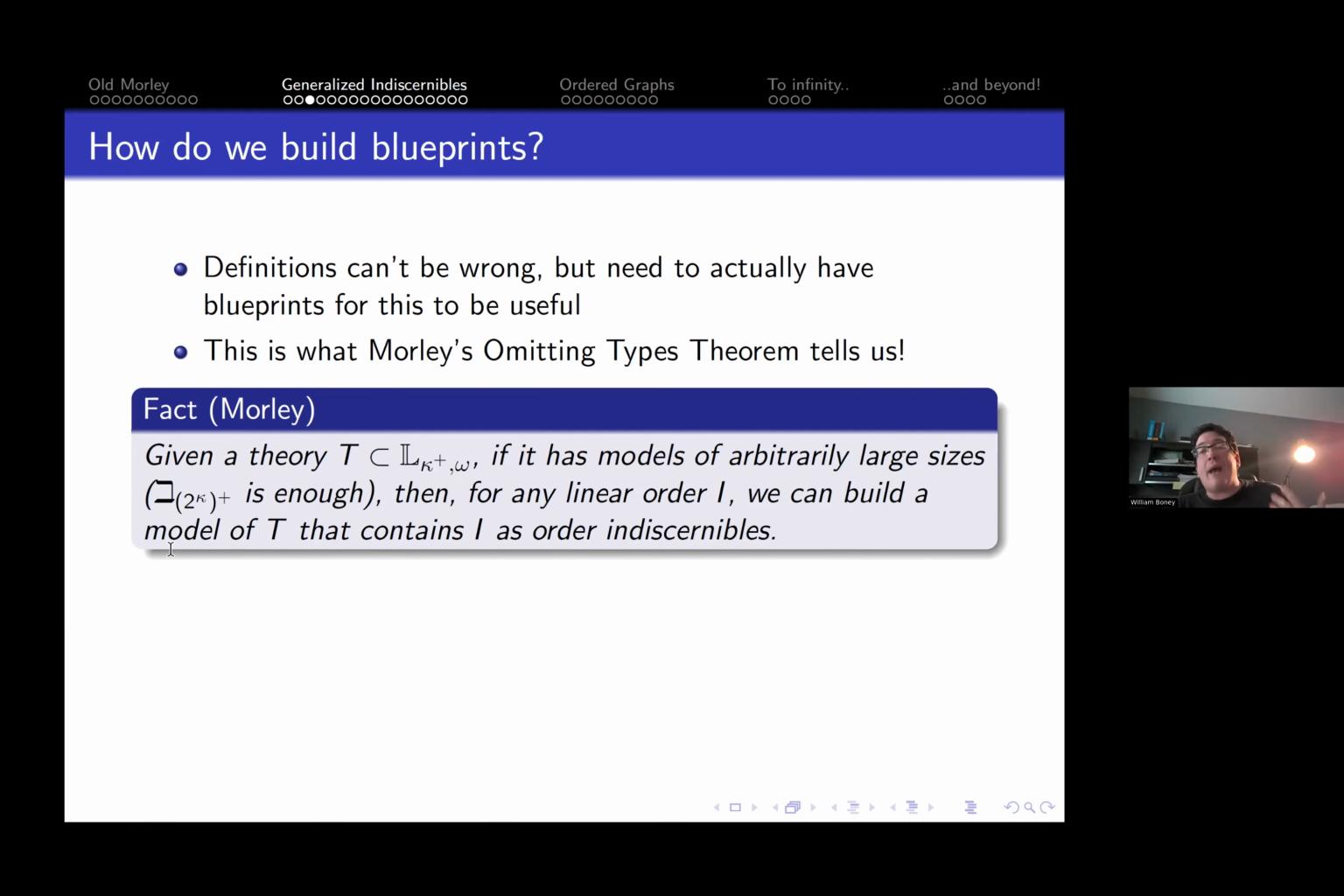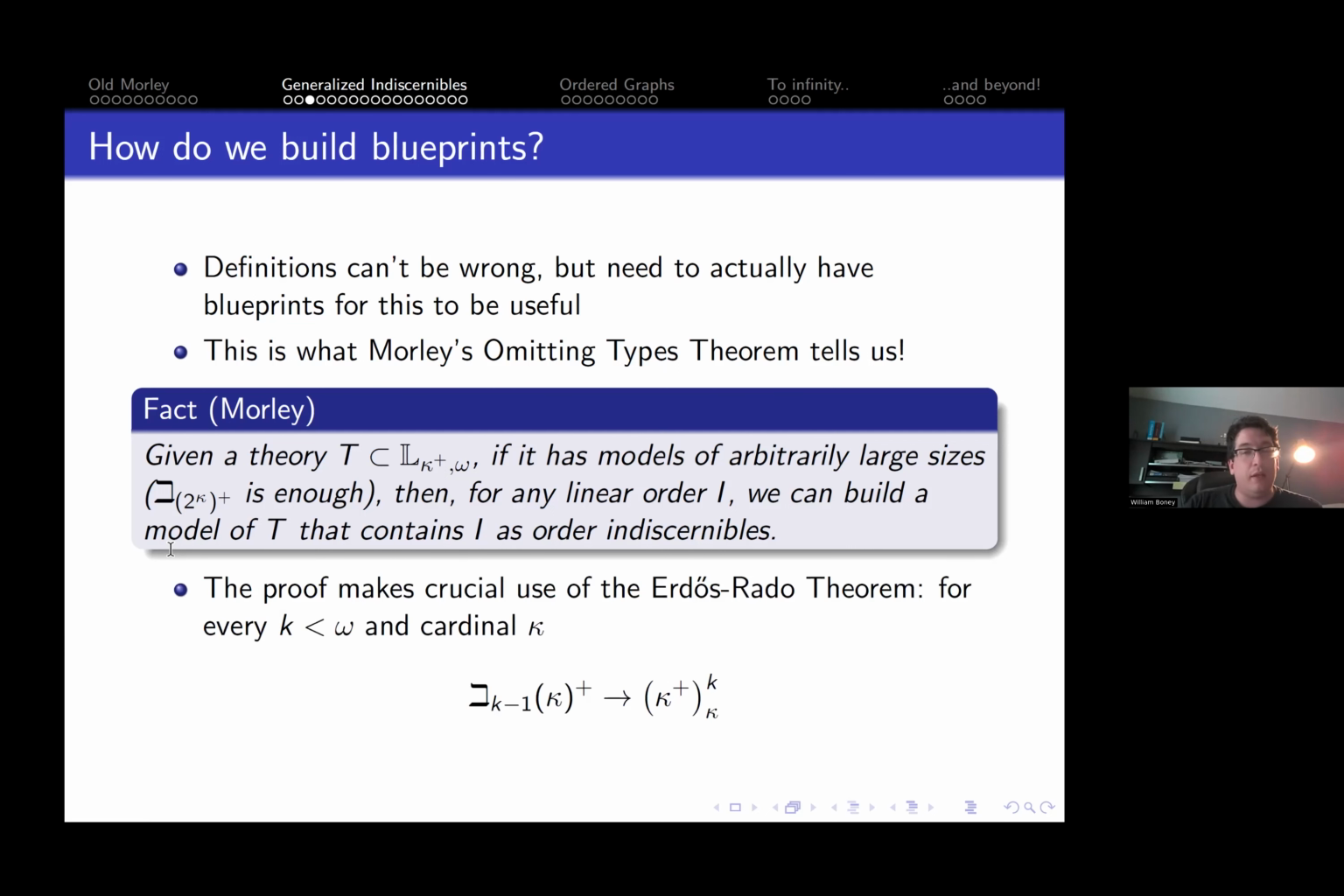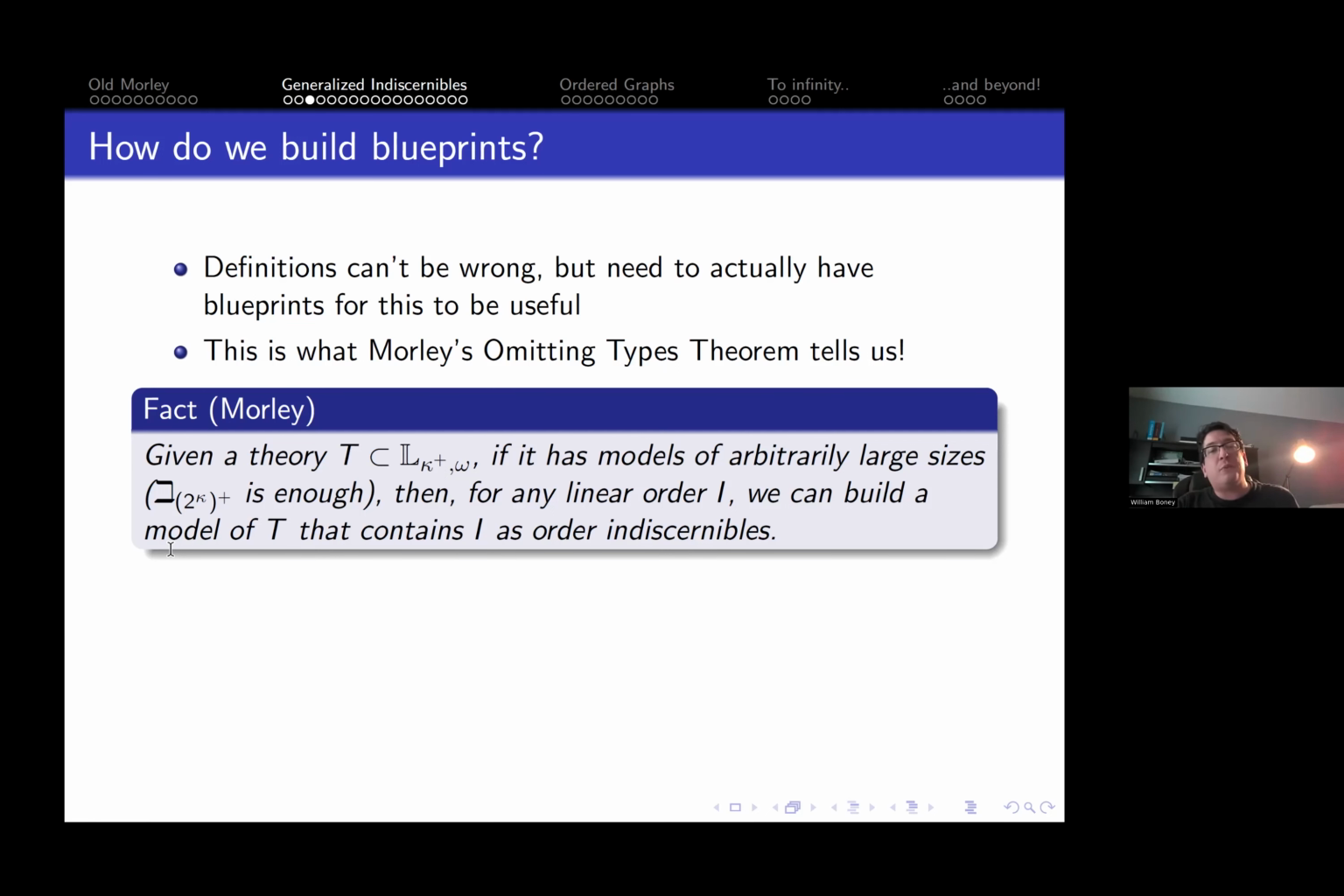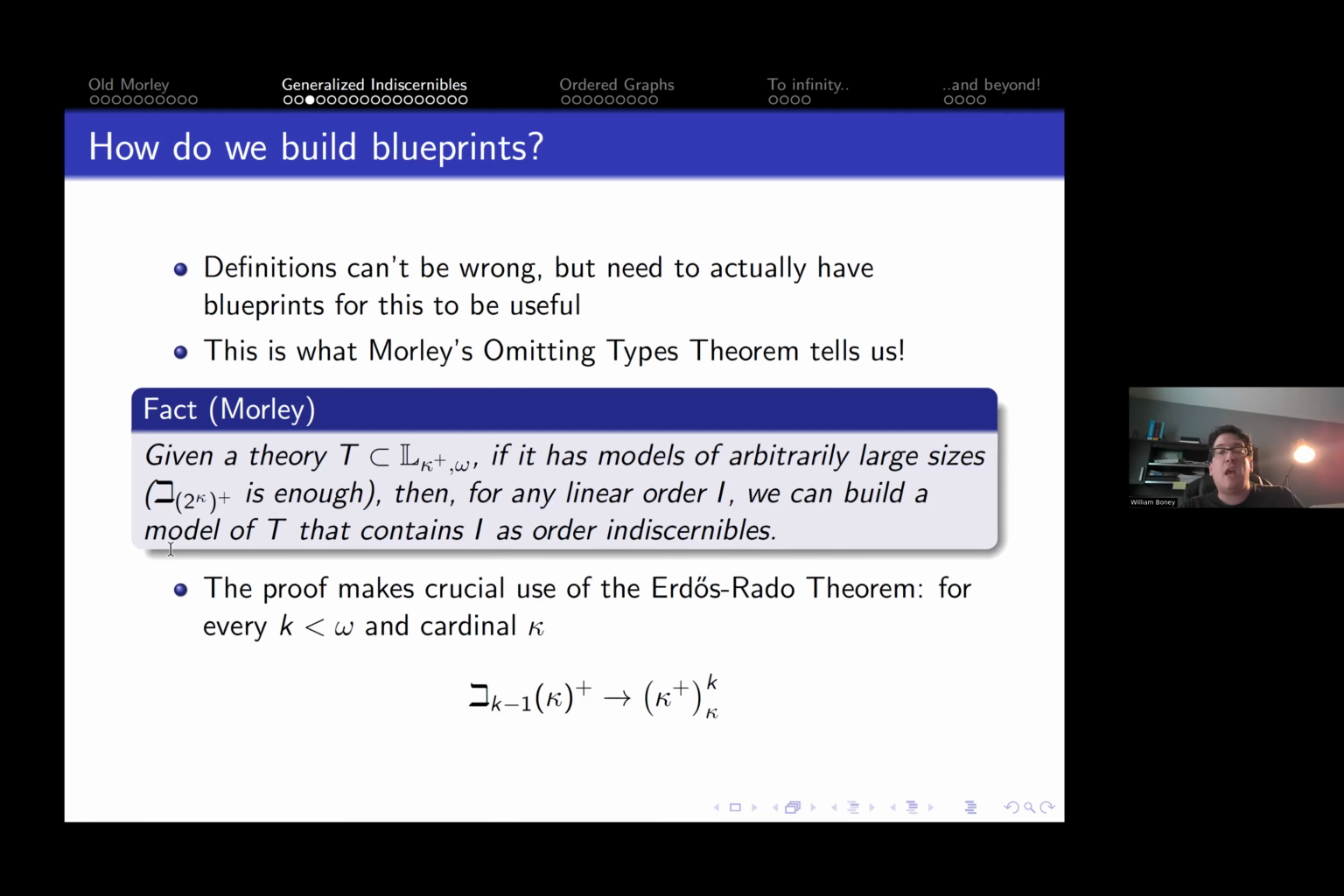And again, if we go back to just linear orders, this is exactly what Morley's omitting types theorem tells us, maybe with this extension by Chang. What it's really saying is that if you have models of size at least beth sub 2 to the kappa plus, then you can build a blueprint from the class of linear orders into models of T. And so how do you do this? You use the Erdős-Rado theorem. That's where this is coming into everything, which is this nice generalization of Ramsey's theorem to the infinite context.